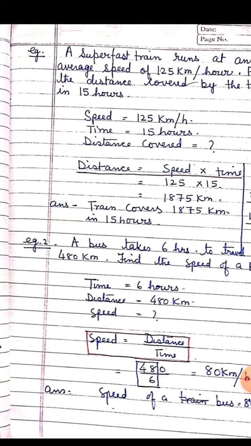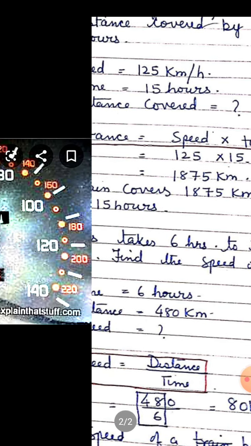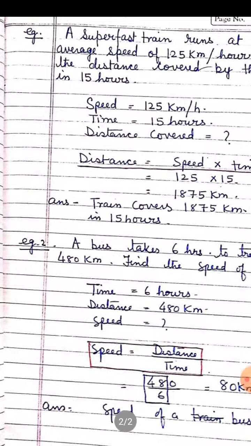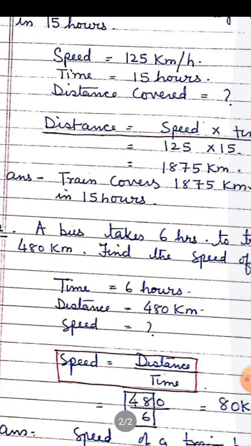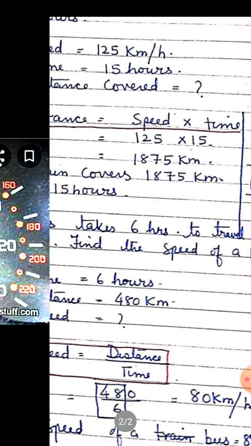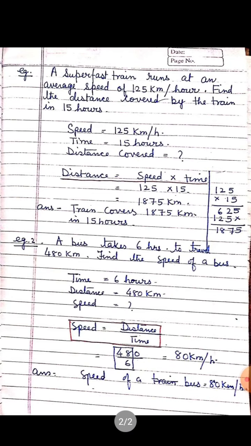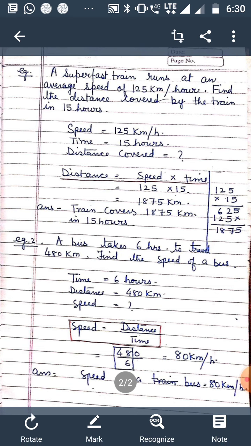Now let us see the second example. In this question, a bus takes 6 hours to travel 480 km. Find the speed of the bus. If you observe this problem, two things are known. First one is time, that is 6 hours, and the second one is distance, 480 kilometer. Now you have to find out the speed. Speed is the unknown quantity. So you will write the formula for speed: distance upon time.